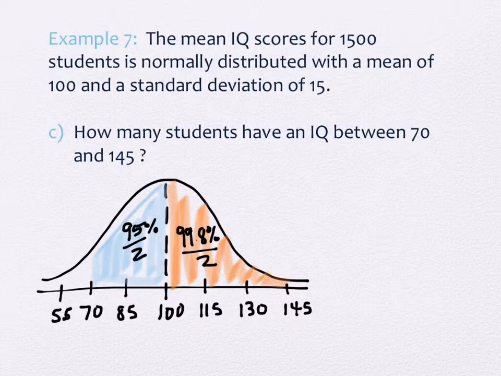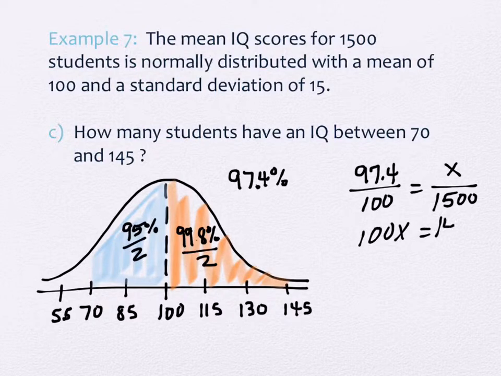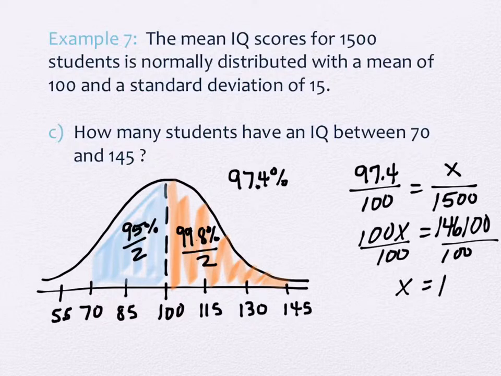So if we add those two percentages together, then we end up with 97.4%. And then again, we want to know the number of students, not just the percentage of them, so we can take that 97.4 over 100 and find out what that is out of 1,500 students. This would be 100x, and then we'd have 146,100, and we end up finding out that we have 1,461 students.